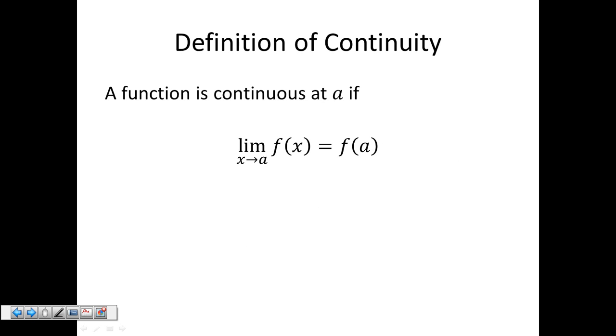So let's take a look at an actual formal definition of continuity. A function is continuous at a. Now a is an x value. Think of it as a function is continuous at 5 if the limit as x approaches that a value equals f of a. That means that we don't have some gap in our function. It means that as we approach that number from the left and from the right, it actually equals what the function should equal.